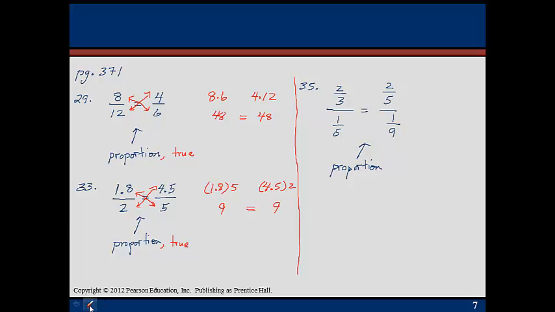Now we need to know if it's true or false. So we're going to cross multiply. This time we're going to have 2/3 times 1/9. And on the other side, we're going to have 2/5 times 1/5. Multiply them together and you should get 2/27, and for this one, you'll get 2/25. These are not equal, therefore your proportion is false.